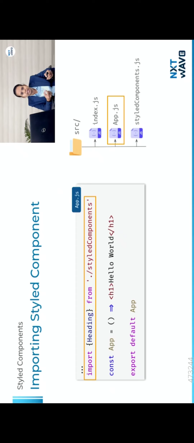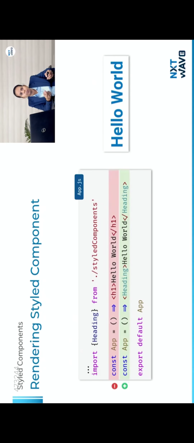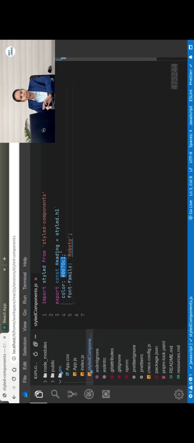And then wherever necessary, I can make use of this heading, right? So here instead of h1, now I would be writing heading directly. And appropriately, the styling has been applied and you can see the output. Okay, so let's do that. So now I have exported.